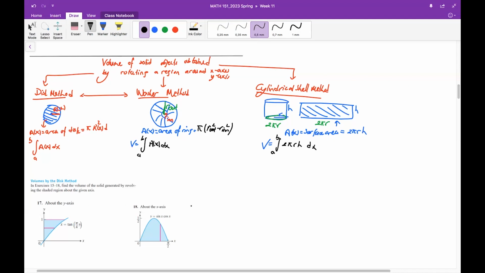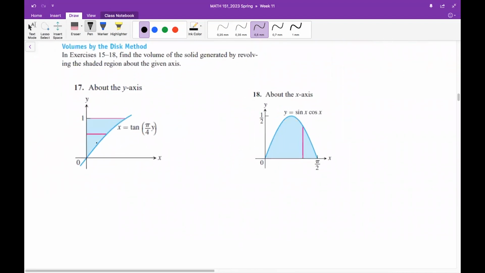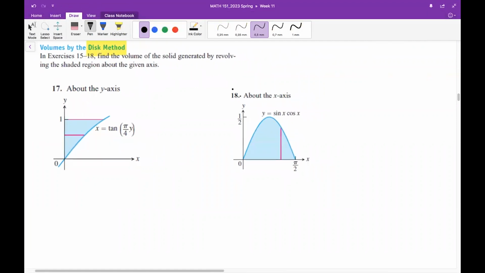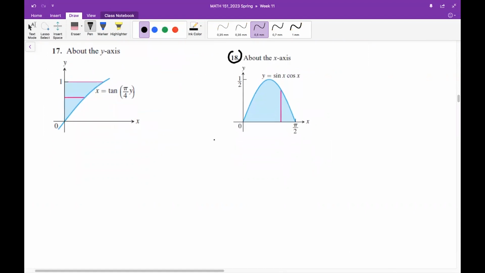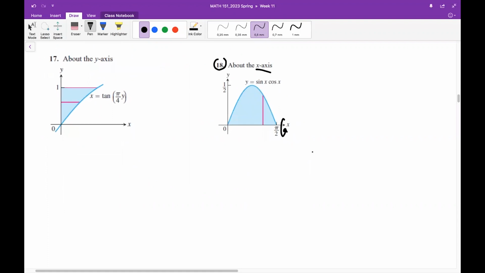After having this quick summary, let's look at these two examples where we will be using this method to compute the volume. Let's start with this one. The question is, we are given a blue region, and we will rotate this region around the x-axis. We want to compute the resulting volume. What kind of object will we obtain after we rotate? Something like this, right?